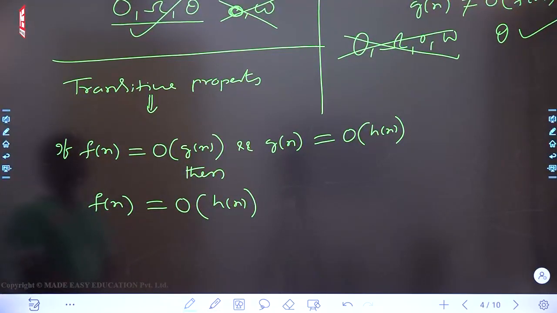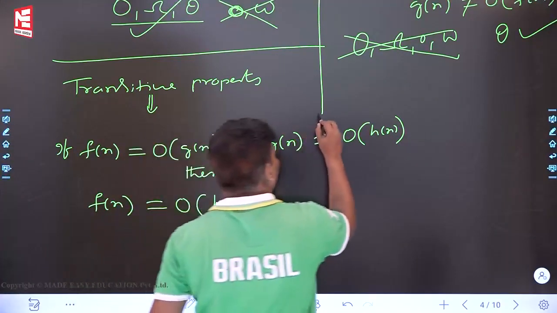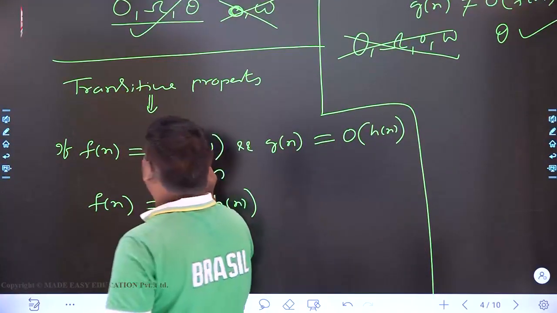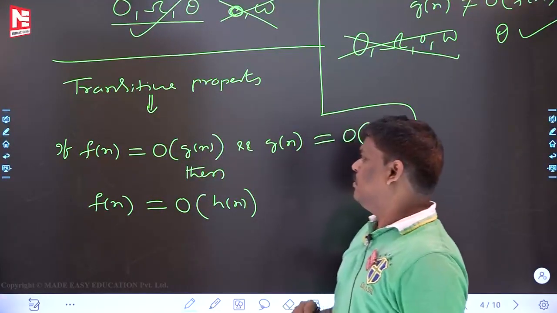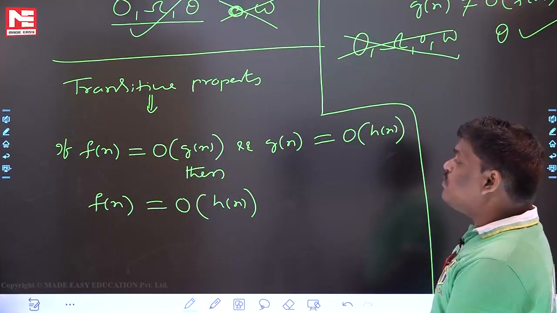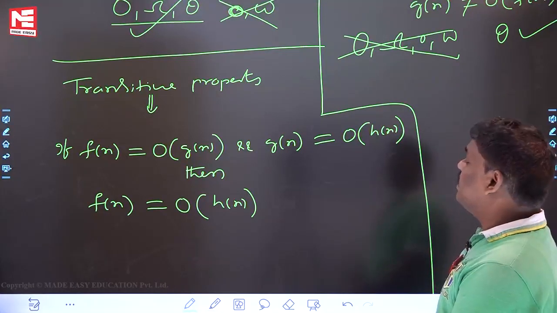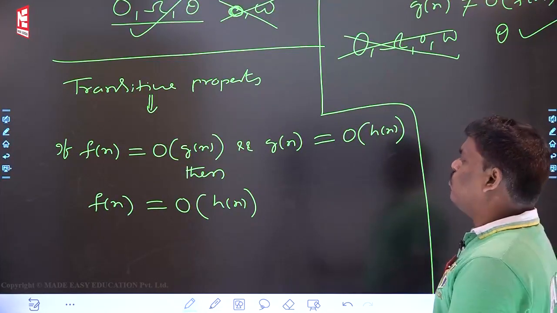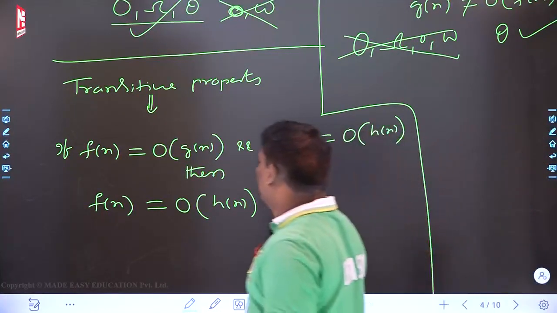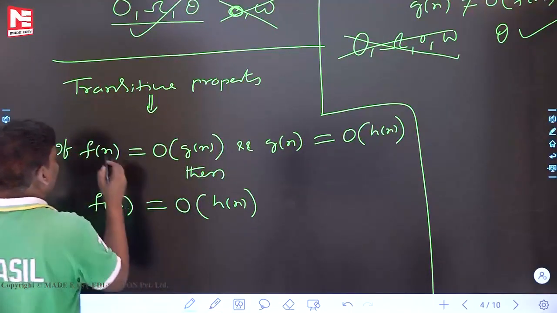If f of n is big O of g of n and g of n is big O of h of n, then f of n is big O of h of n. This is the meaning of transitive property. Let's verify. Is it right or wrong? Comparing f and g, f is smaller or equal; comparing g and h, g is smaller or equal; then comparing f and h, f is smaller or equal, of course. If anyone has a small doubt, take one example and check.